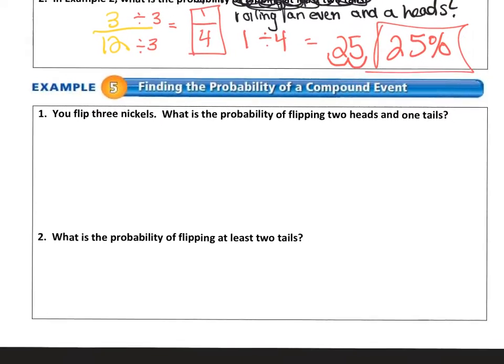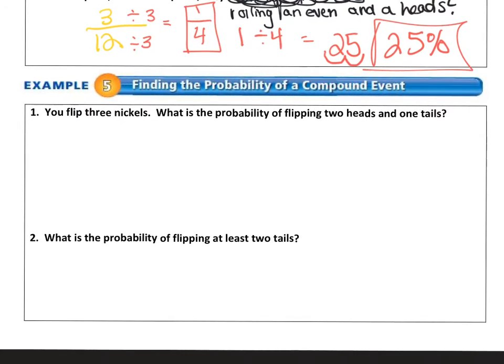Okay, so finding the probability of a compound event. You flip 3 nickels. What is the probability of flipping 2 heads and 1 tails? Okay, this one is actually a little more complicated than you think. Whenever you are finding the probability of a compound event, you want to draw out either tree diagrams or tables. Okay, so for this first nickel you're flipping, you could either flip a head or a tail.